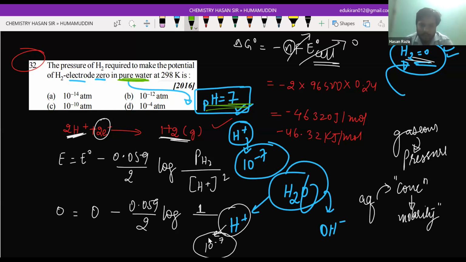And you can easily replace this with 10 raised to the power minus 7, all raised to the power 2 because of the stoichiometric coefficient, and accordingly you can calculate the pressure. We needed to calculate pH2, so you need to calculate this. Atmospheric pressure is not given, so you can easily calculate this. Are you getting my point, or should I explain it again? I'm getting it, sir. Okay, please do it. Then I will move to the next question or next topic.